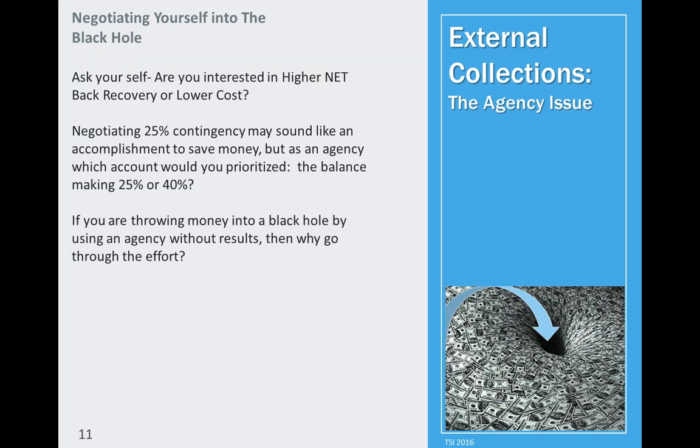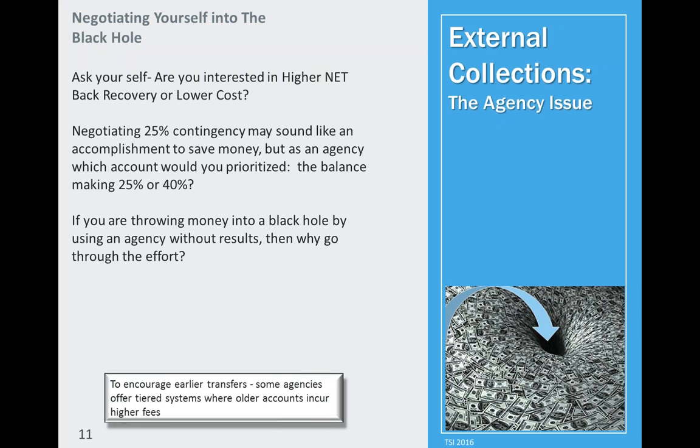But conversely, it should also be stated that if you're extremely happy with your agency results, then too, you might want to ask why. The chances are they are happier with you, indicating improvements that could be made earlier in the process. To encourage earlier transfers, some agencies offer tiered systems where older accounts incur higher fees.